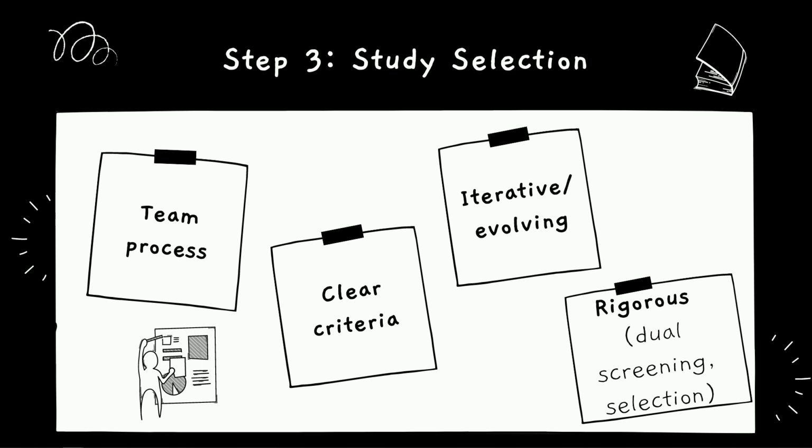So for those who've done systematic reviews before, you have 2 people independently screening all the articles, and at the end they get together and they resolve discrepancies. That's not a scoping review. A scoping review is more iterative, it's more discussive.